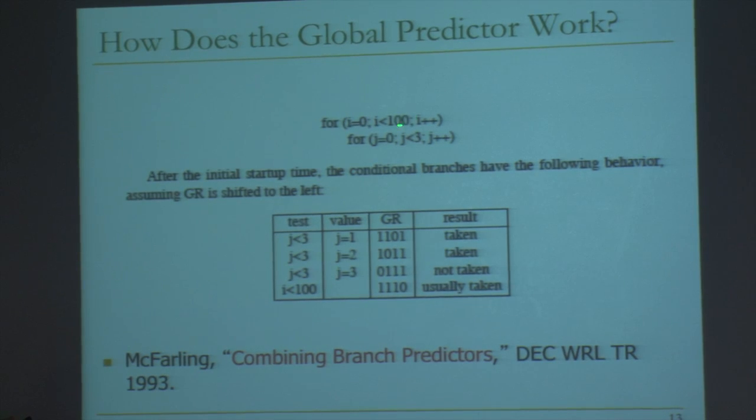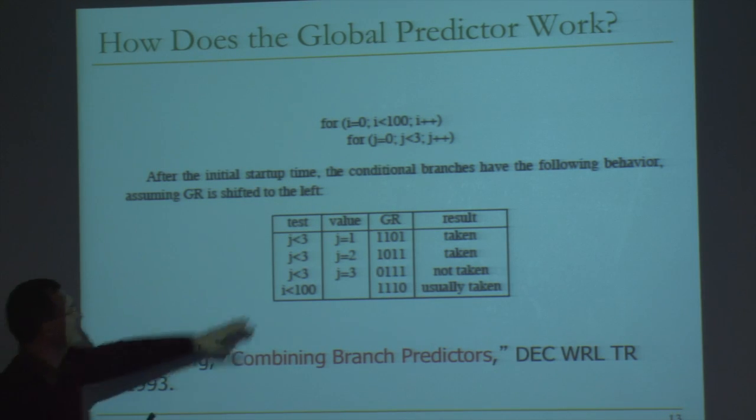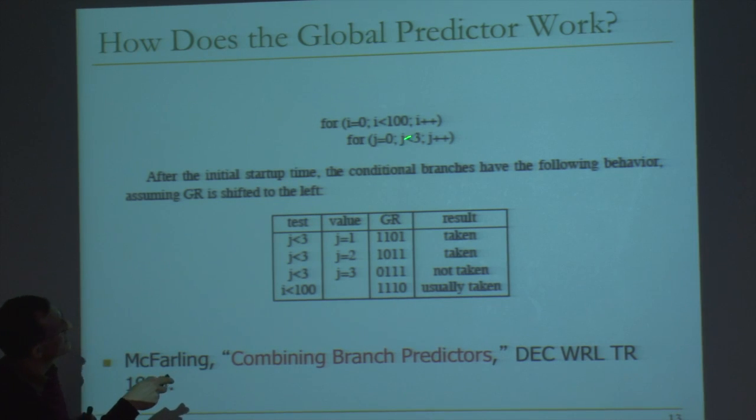But this shows what happens to the global history register, which is called GR, for each branch that you encounter in this code. Basically, this is a nested loop. The first loop iterates 100 times. The second loop iterates 3 times, right? Yes. And this shows the global history register for each iteration of this loop and any iteration of this loop. Basically, what happens is, in the steady state, when you've actually populated your predictor, this cycles through j equals 1, j equals 2, j equals 3 values.